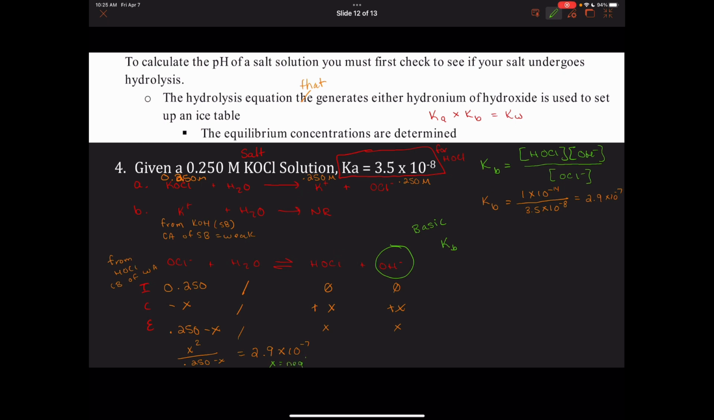So we would check X negligibility, and we were going to find that it is. So my minus X goes away. I have X squared over 0.25 equals 2.9 times 10 to the negative 7th. So we're rearranging and solving for X. And we're going to get that our X is 2.7 times 10 to the negative 4th. So we would plug that back into our ICE table to get our concentrations. So my hydroxide is 2.7 times 10 to the negative 4th molar. My HOCl is 2.7 times 10 to the negative 4th molar. And then my OCl minus, we round back to our significant figures, and we're still left with 0.250.